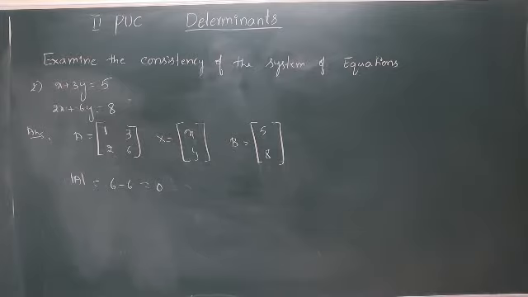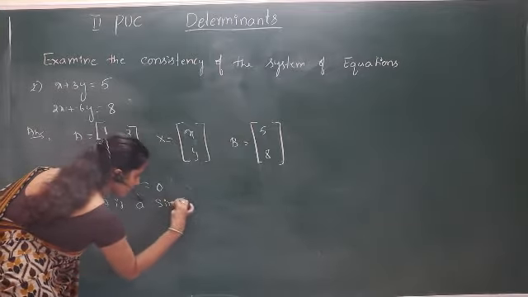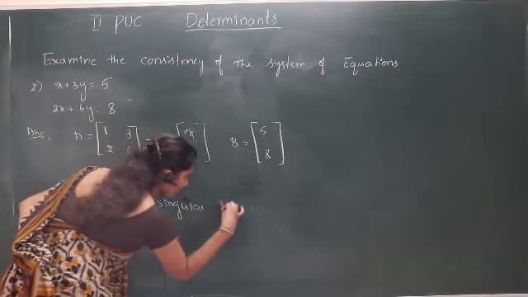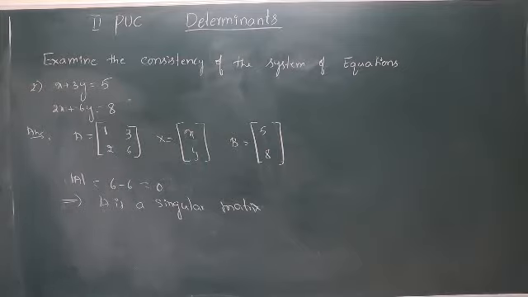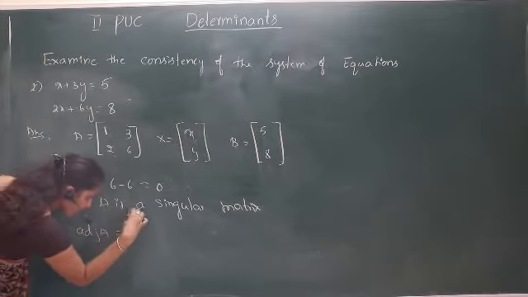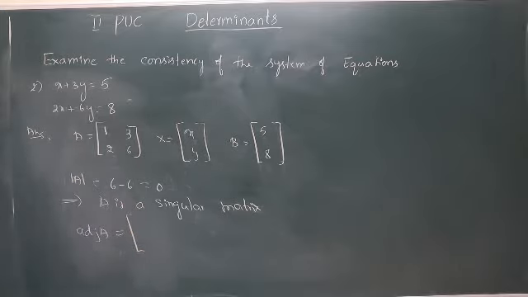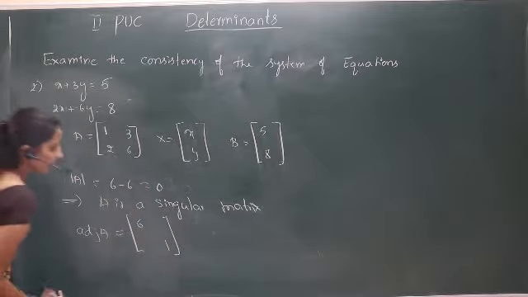Now we have to find the adjoint of A. So this implies A is a singular matrix. So if A is a singular matrix, we have to find the adjoint of A. Already we know how to find the adjoint of a 2 by 2 matrix, just by interchanging the elements of the principal diagonal and changing the sign of the other diagonal.